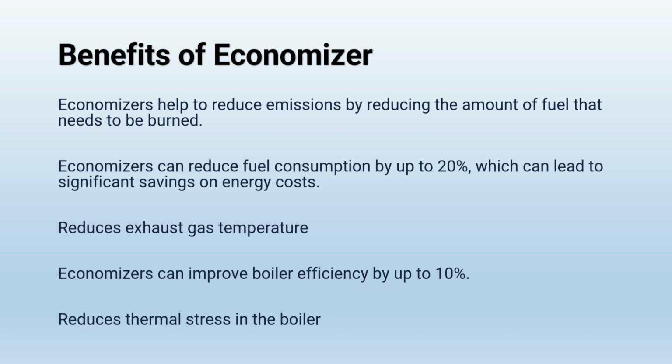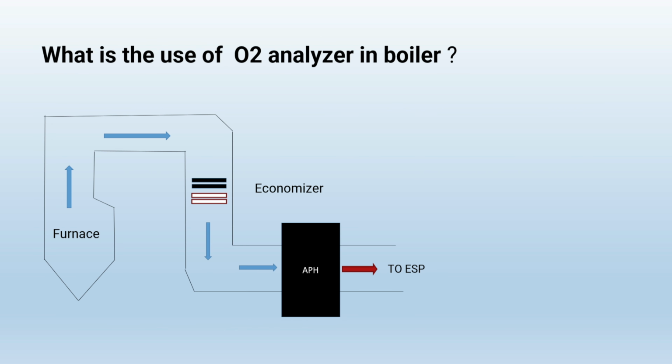An economizer helps reduce emissions by decreasing the amount of fuel that needs to be burned. An economizer can reduce fuel consumption by up to 20%, leading to significant savings on energy costs. It also helps reduce exhaust gas temperature. An economizer can improve boiler efficiency by up to 10% and reduce thermal stress in the boiler by raising the water temperature. Dear friends, we will discuss the use of an oxygen analyzer in a boiler.